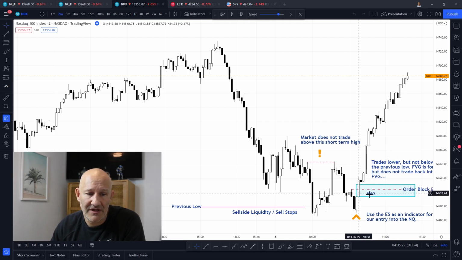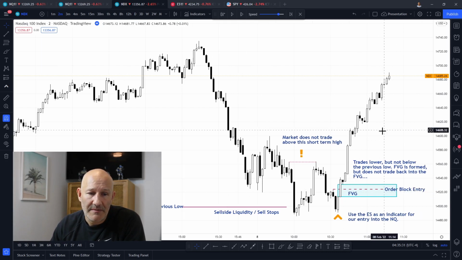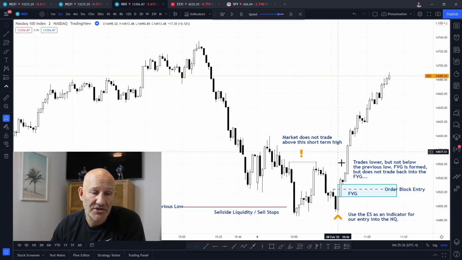So you can see it's formed there, but the market doesn't trade lower back into the fair value gap, so there's no opportunity to get set on the 2-minute chart for the NASDAQ based on this particular setup.